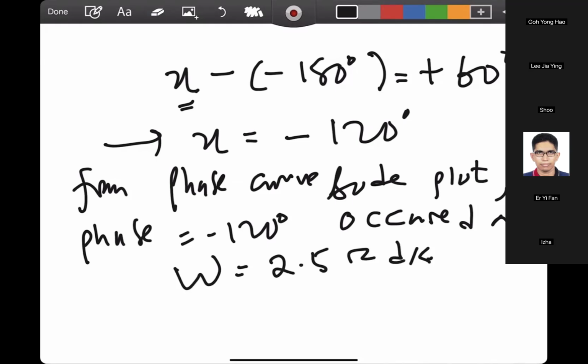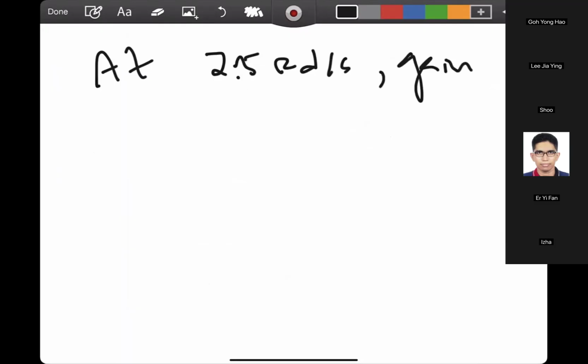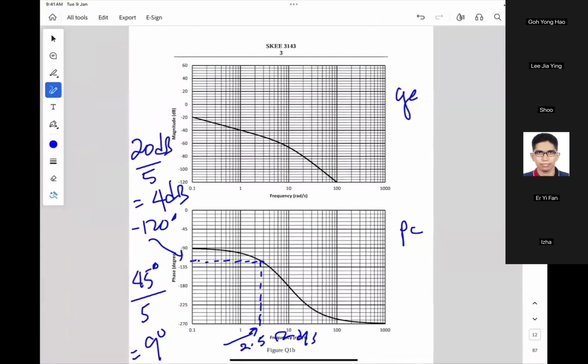So at 2.5 radian per second, the gain curve is what? At 2.5 radian per second.